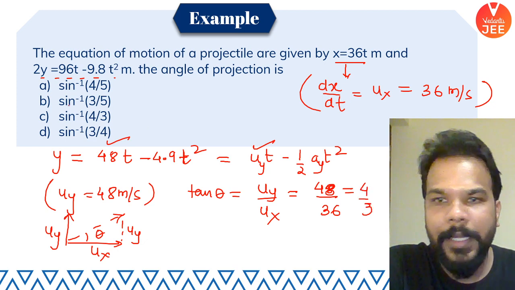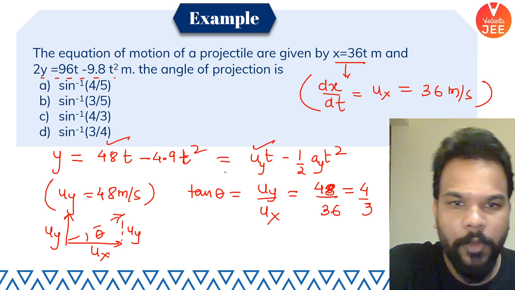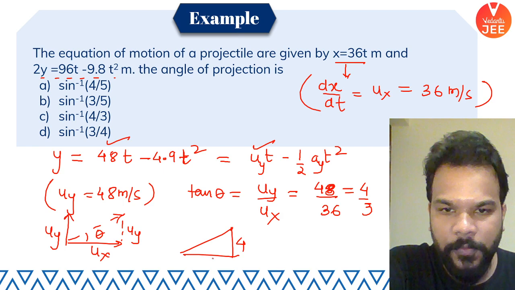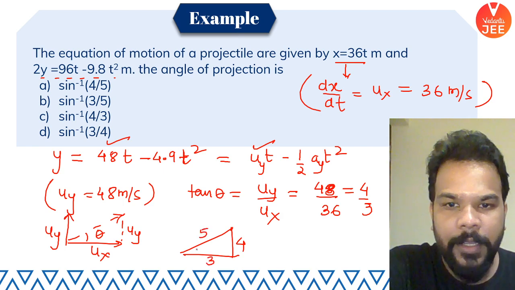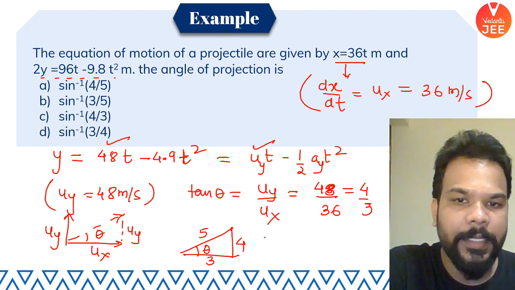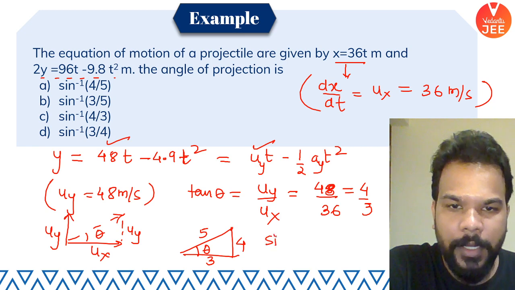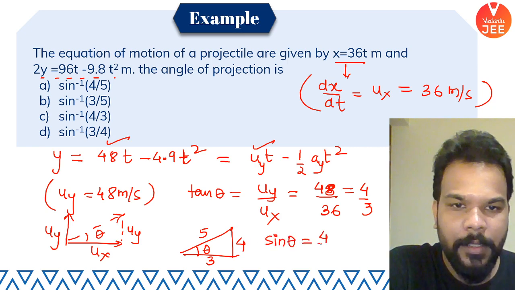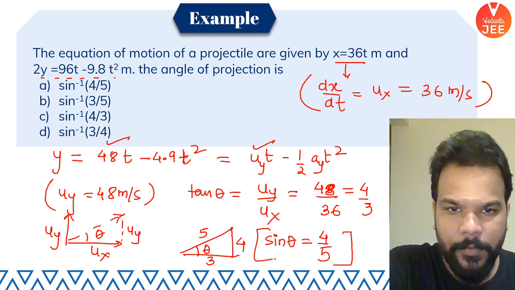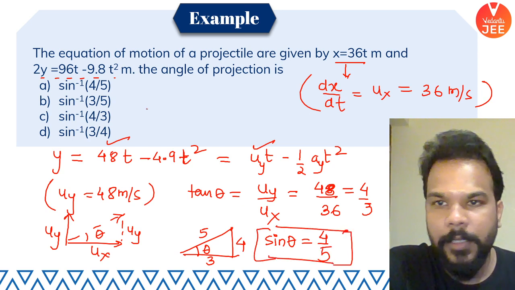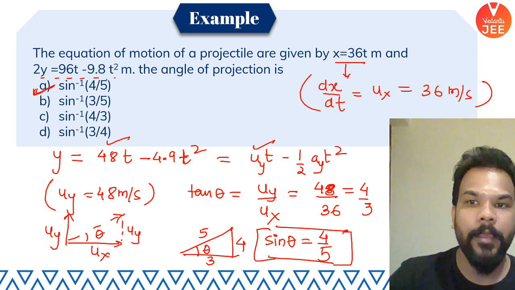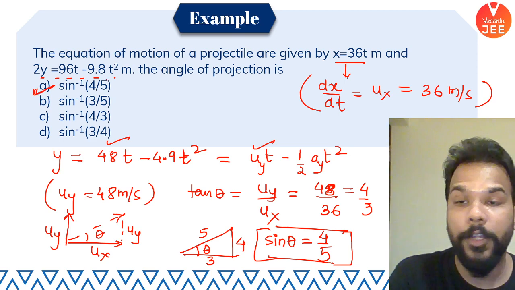But the options are in terms of sine. Yeah, options are in terms of sine. So let's go to our favorite triangle, that is 4, 3 and 5, and we are interested in this angle theta. So how can I write it in terms of sine theta? Sine theta is opposite upon hypotenuse, that is 4 by 5, right? Dear friends, answer is going to be sine inverse of 4 by 5. Not C, but A.